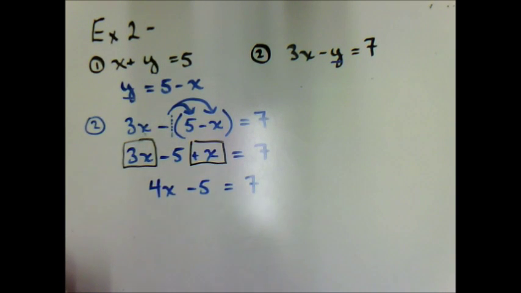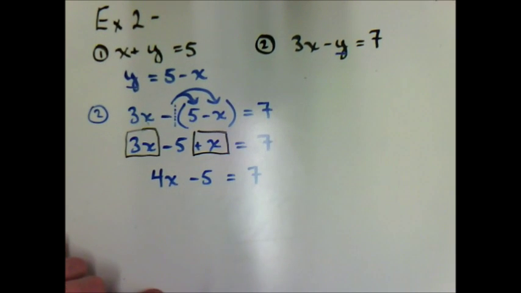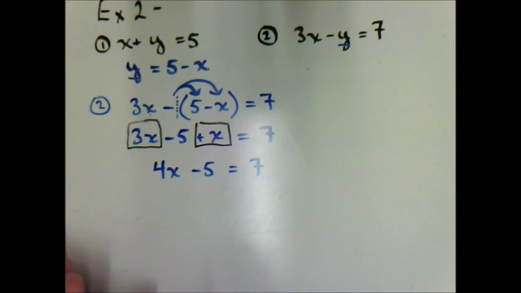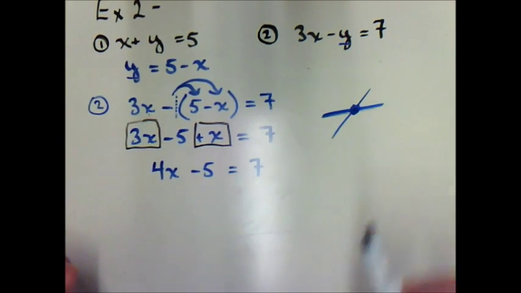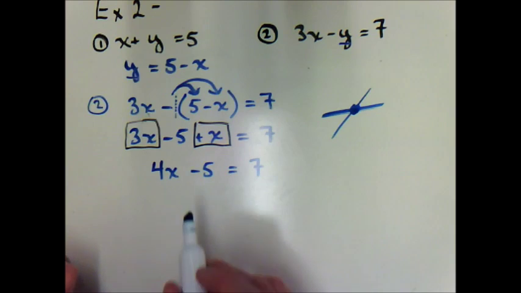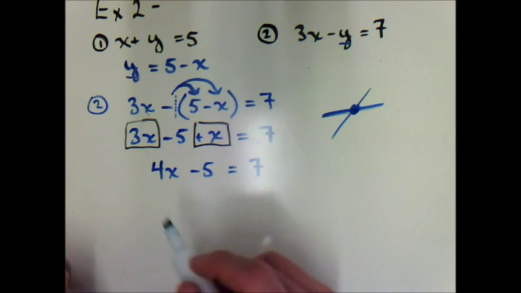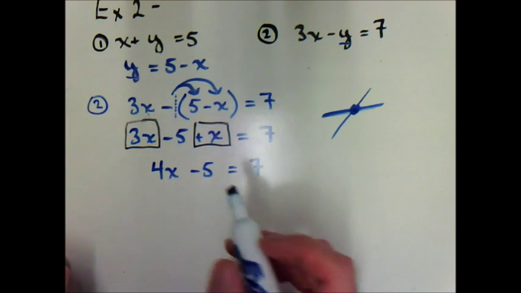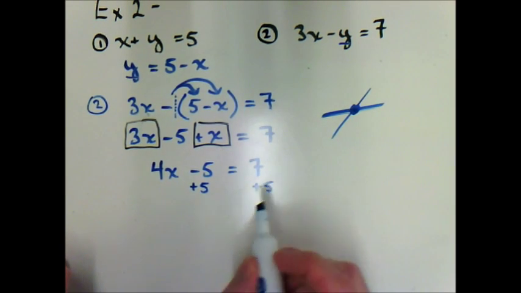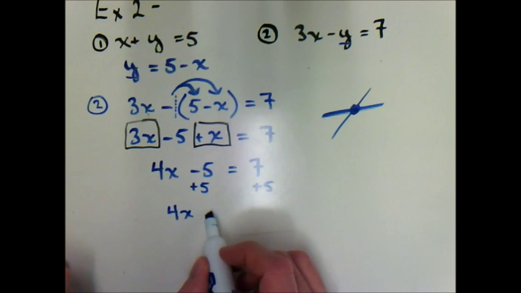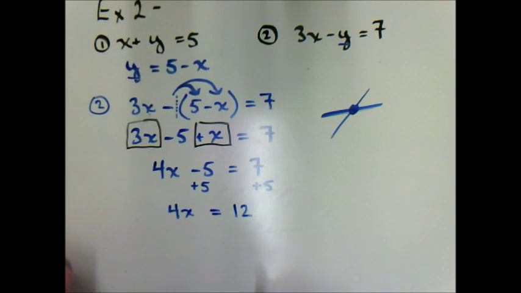Gavin, what is next? Remember, I'm trying to solve for x. I want to find out what x is, where they intersect. Right, I want to get rid of the negative 5, and by doing that, I'm going to add 5 to both sides. So plus 5 here, plus 5 here. This becomes 4x equals 12.